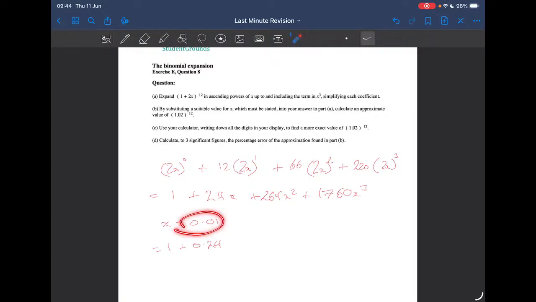Basically, this is always going to shift by 2 decimal places for every power. So this is going to shift us by 4. So it's going to be plus 0.0264. And then this one as well, plus 0.001760. You see, 2 decimal places, and then we start counting. This is the 4th, and for the next we start counting from the 6th.